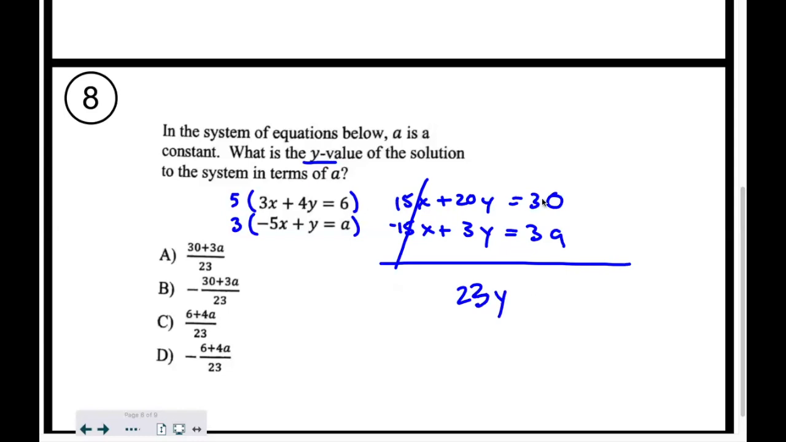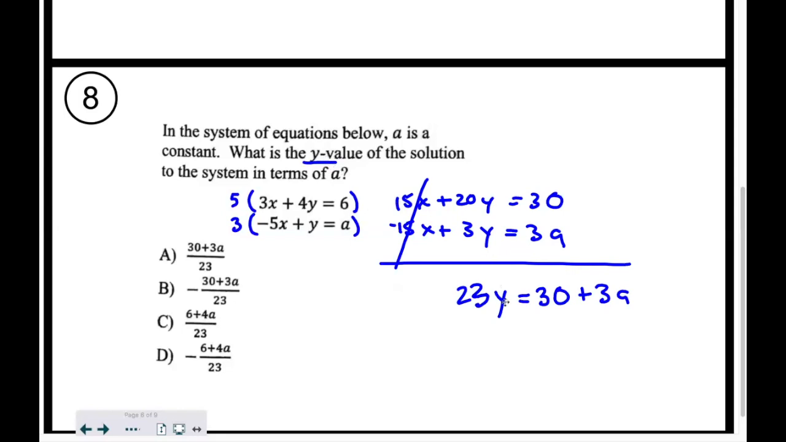23y. And then I can't add these because they're not like terms. So I just write them like 30 plus 3a. I think that trips students up too. They're not used to seeing it in that format, but you just write it out when they're not like terms like that. And then they just want the y value in terms of a.